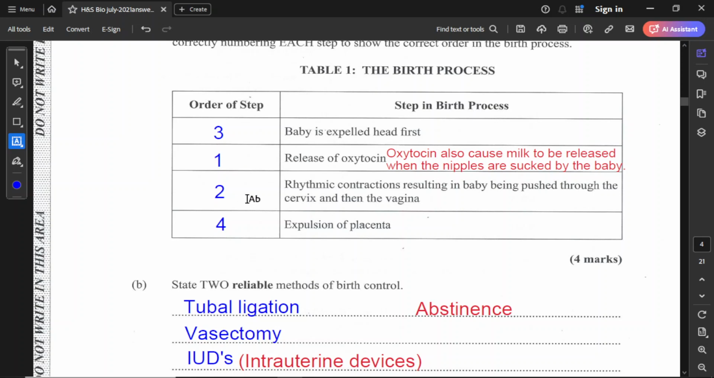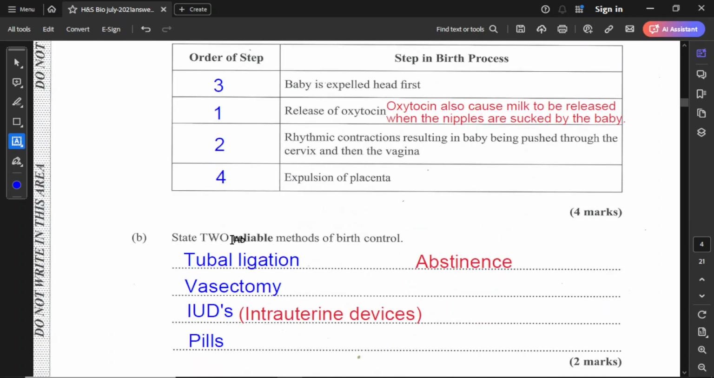And then the second thing that will happen here is rhythmic contractions resulting in the baby being pushed through the cervix and then the vagina. All right. And of course, this is where labor starts, in terms of when oxytocin is released and the uterus will contract. The third thing that will happen here is that the baby will eventually be expelled, and generally it'll be head first. And then the last thing that will happen is the expulsion of the placenta, which we call the afterbirth.